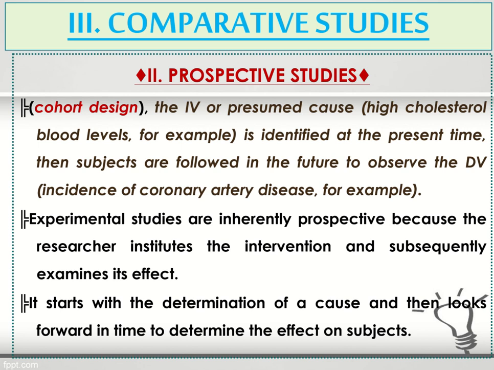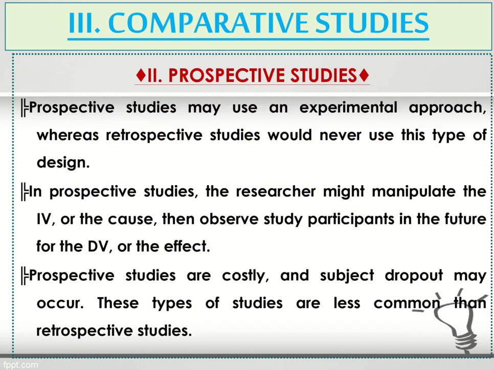Among the problems found were high rates of benign skin lesions, liver disorders, leg pulses that could indicate hardening of the arteries, and minor birth defects in their children. So that is the Agent Orange study in 1984. So prospective studies may use an experimental approach, whereas retrospective studies would never use this type of design.